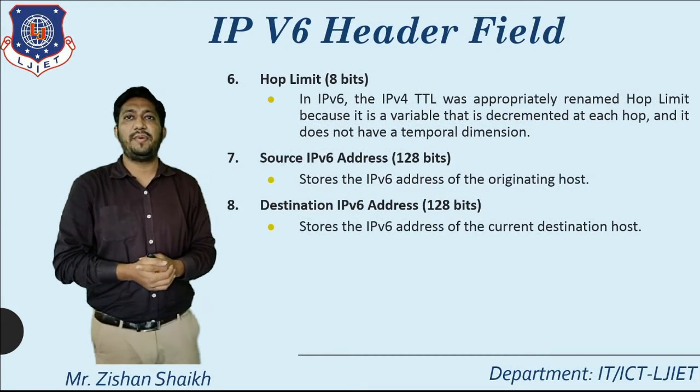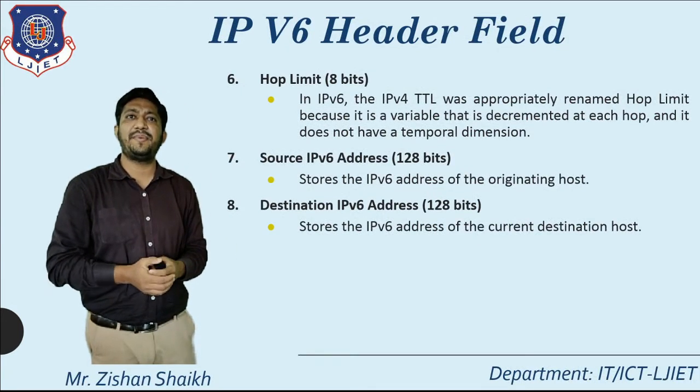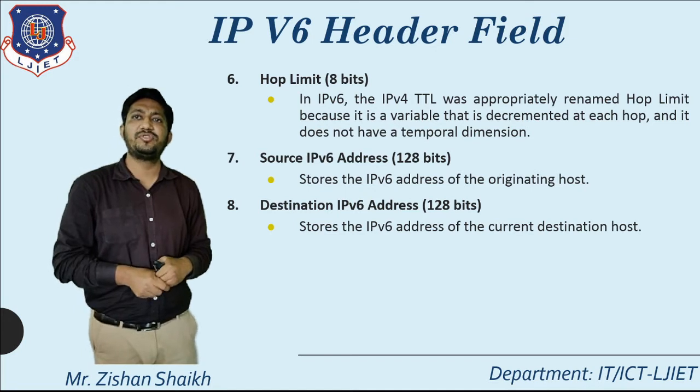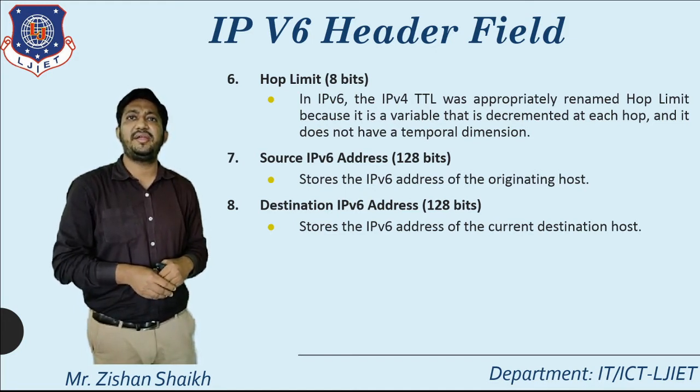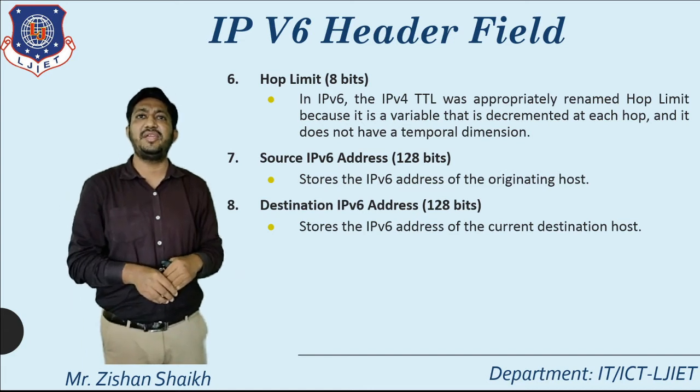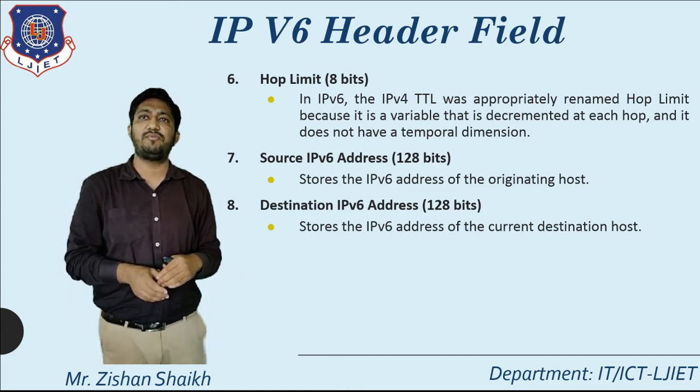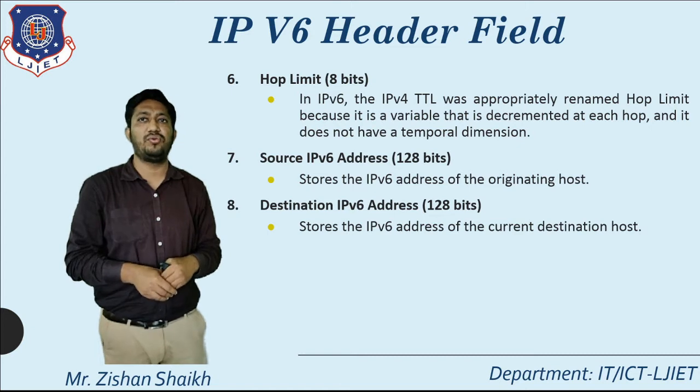Next field is hop limit. Hop limit is the same as the TTL field which is used in IP version 4. It contains 8 bits and it is considered by each and every router when the packets are moving from one hop to another hop.